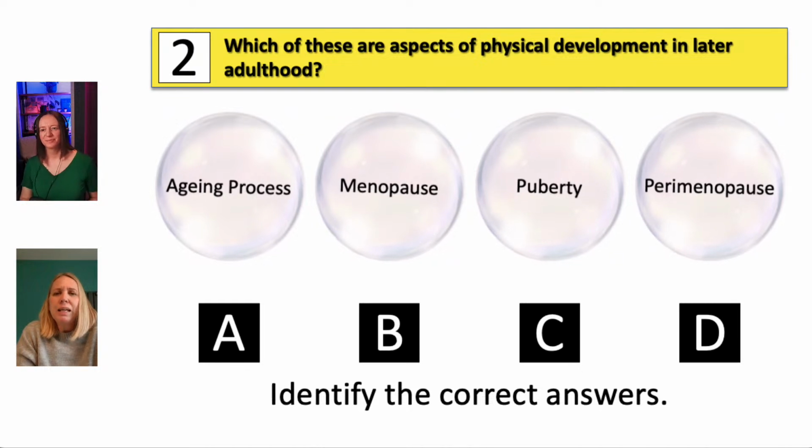What about these then? Similar question, but in later adulthood. Which of these are aspects of physical development in later adulthood? So we've got right to the end of the life stages now. What would you say? A, B, C, or D, or more than one of those? Let us know what you think. So we're thinking 65 plus. Okay, someone's saying A. Straight in. Aging process. Brilliant.